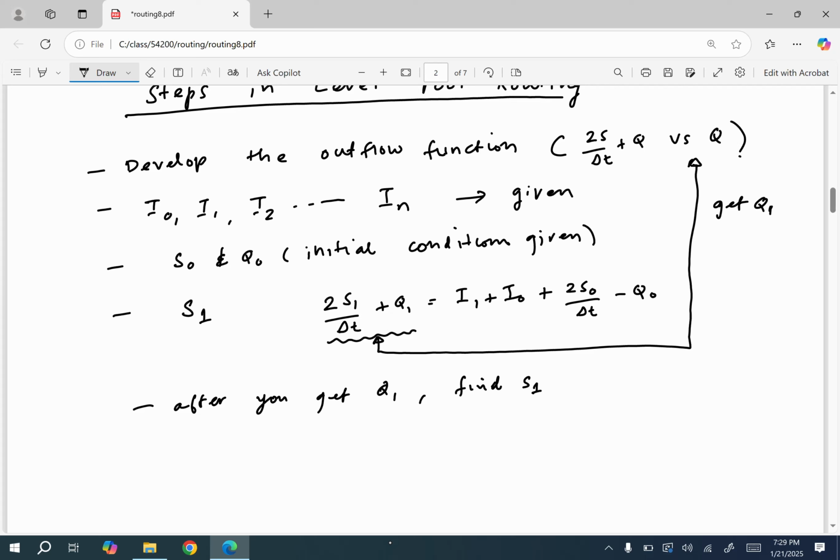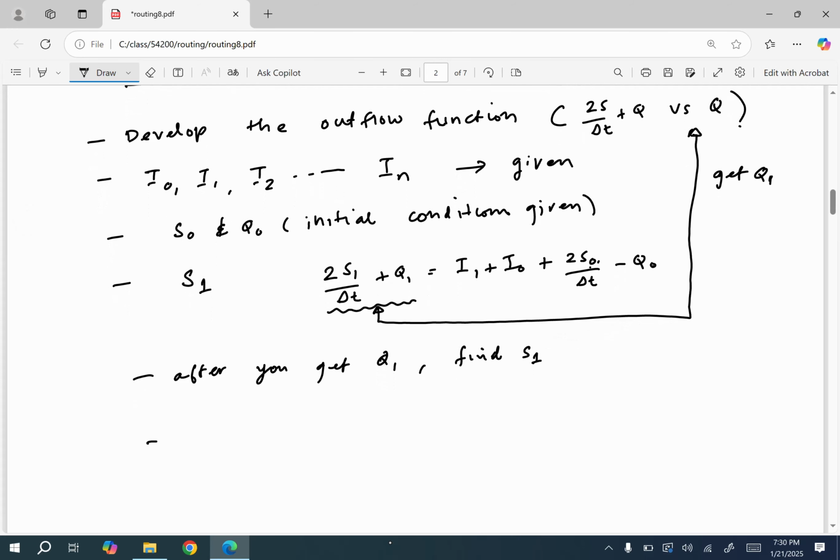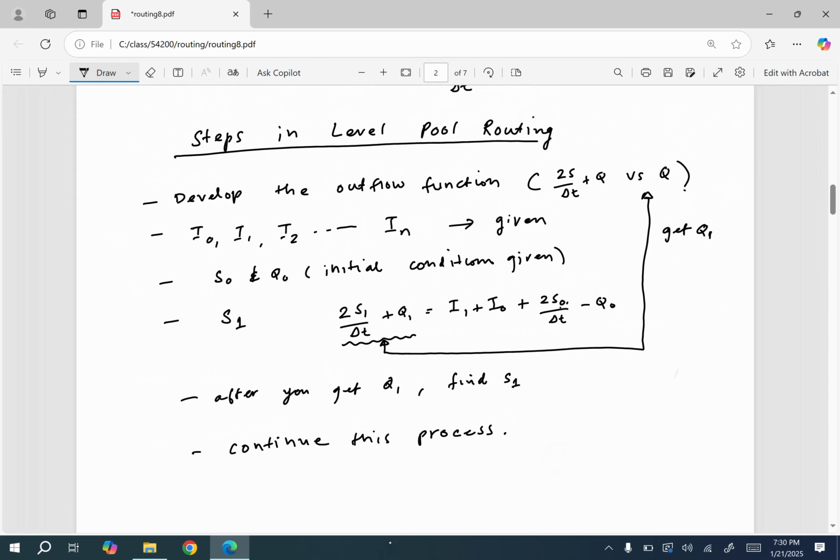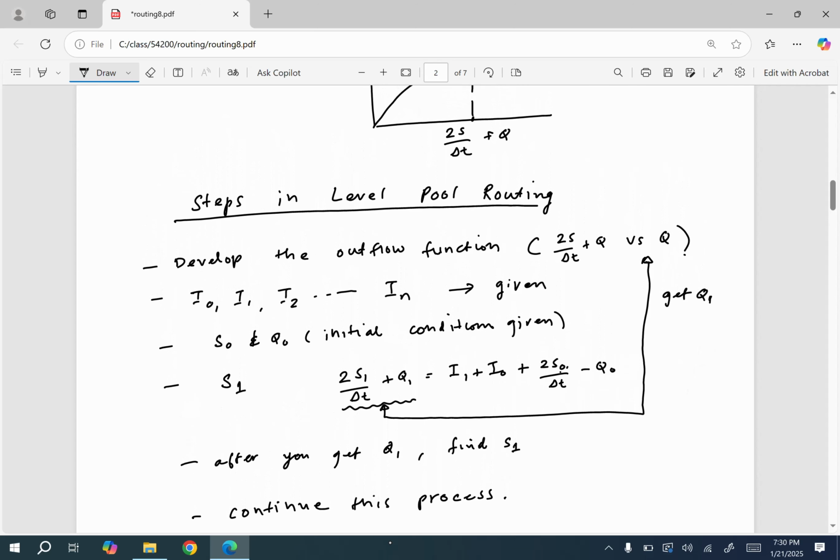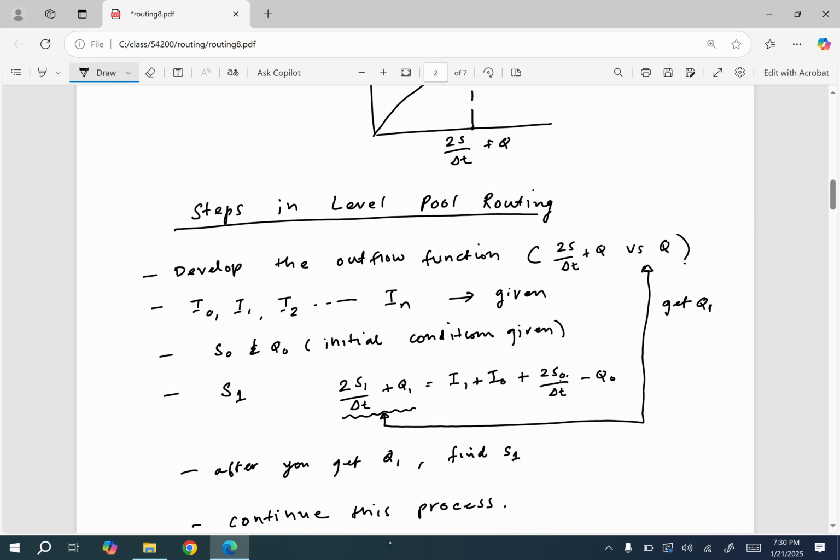Okay, and once you have S1, then in place of S0 and Q0 for the next time step, you will use Q1 and S1 and solve for S2. So continue this process. Okay, so I hope you understand the process. If not, you will see how it works when we do the numerical example in the next video.